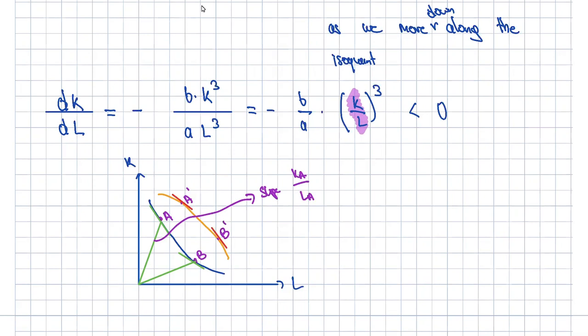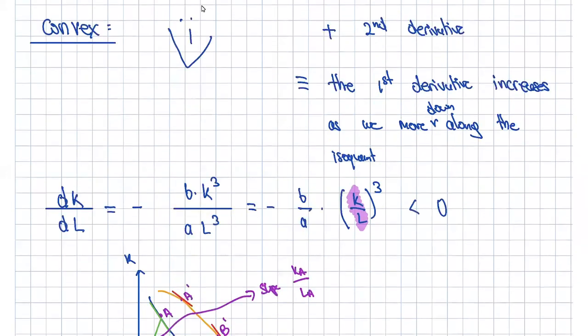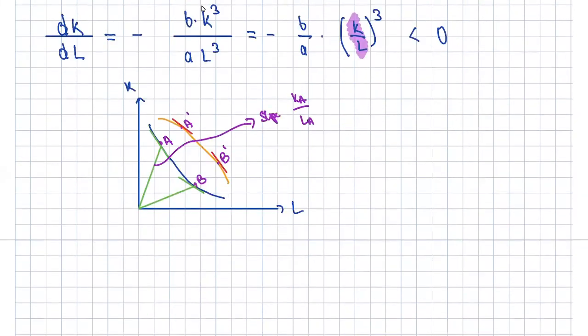And that's actually showing right here. So as I move from point A to point B, this ratio here is decreasing, right? Or the first derivative is becoming less negative. And therefore, I have a little smiley face, right? So the second derivative, the first derivative increases as we move down along the isoquant, right? So as we make this movement from A to B.